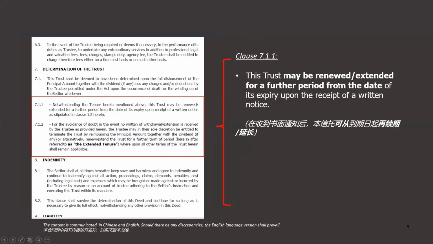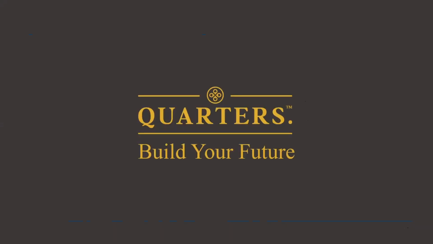So the trust may be renewed or extended for a further period upon the receipt of a written notice. So this is very important. So if you want to renew, you have to reach out to your consultant, okay, or your agent, to request to them that you want to renew. So there is a document that you need to sign to acknowledge your requirement to renew. Yeah.